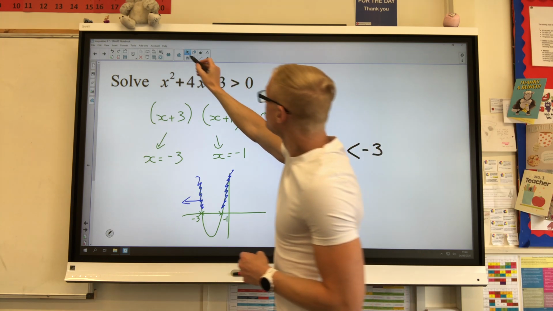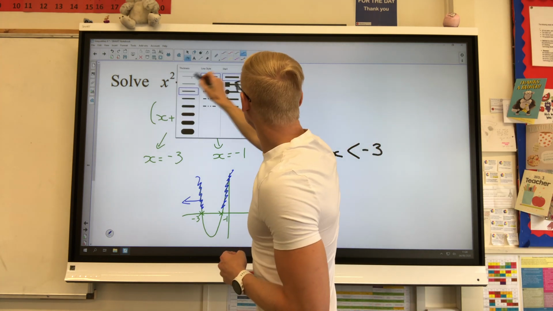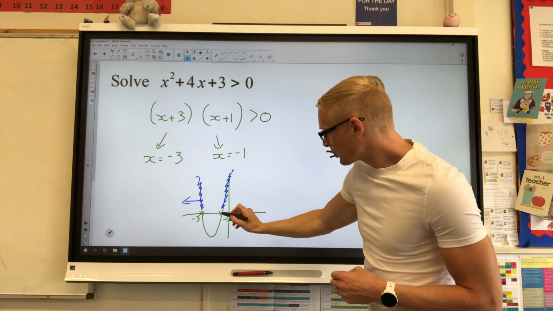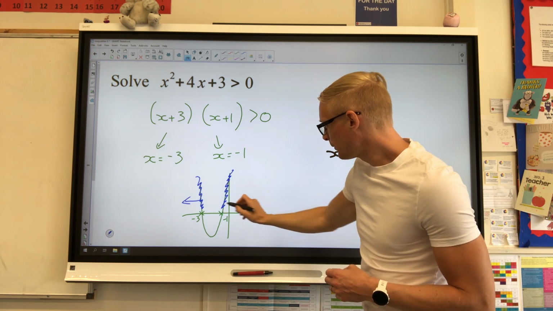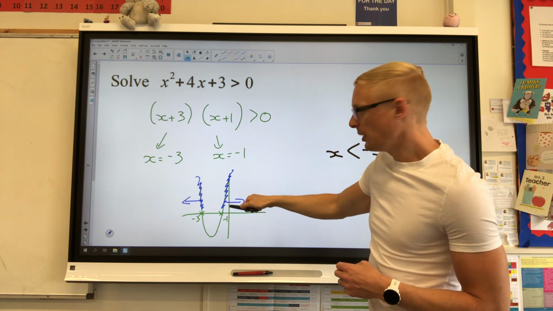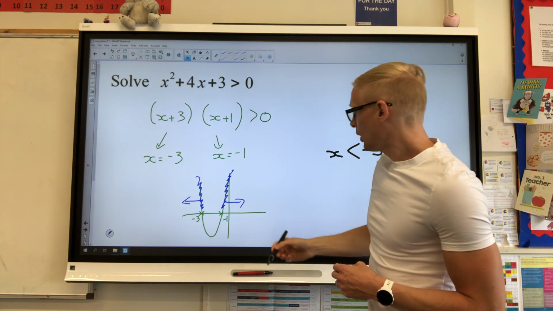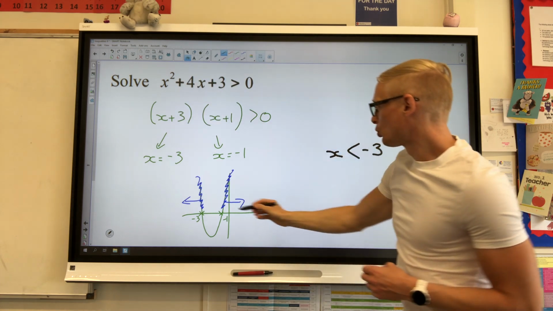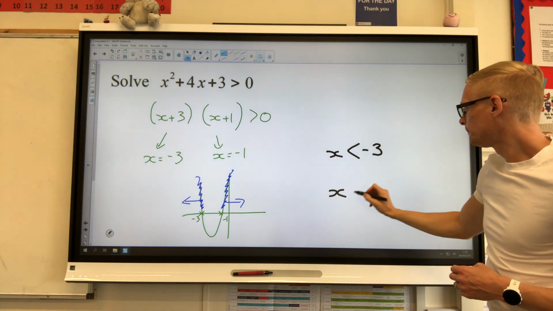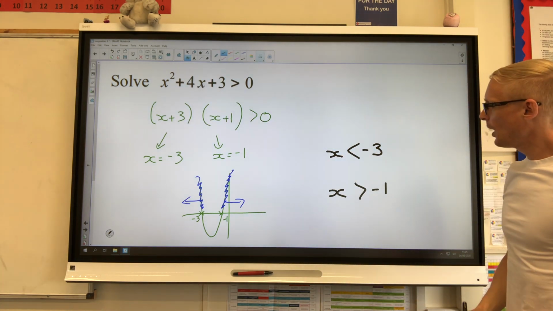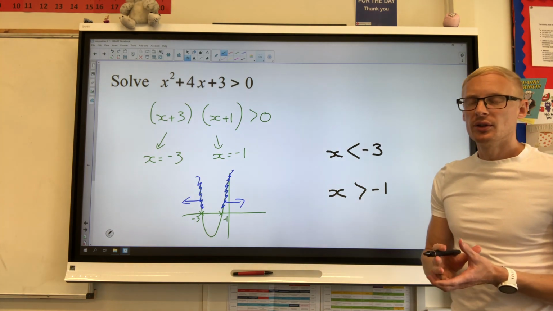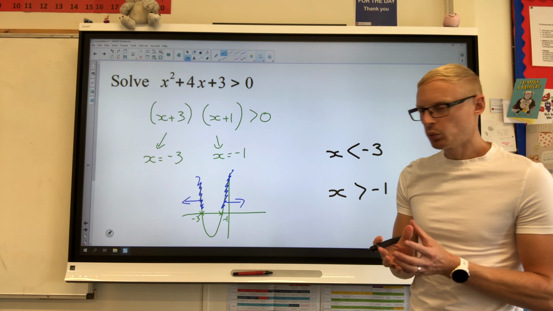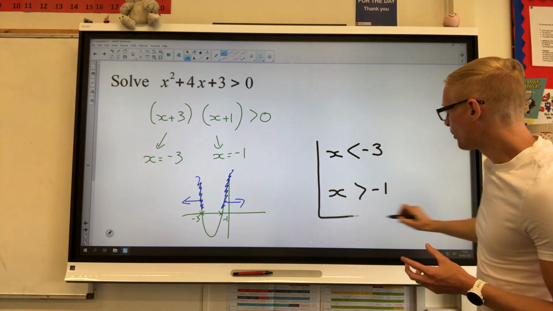Then, again, if I look at the other end, what I'm looking at here is any x value that's greater than negative 1 is also going to give me a positive y value. So I'm looking there at greater than negative 1. And so those are my answers, and I have to leave them as two separate inequalities because I can't write them as one, okay? I have to leave them as two separate ones.